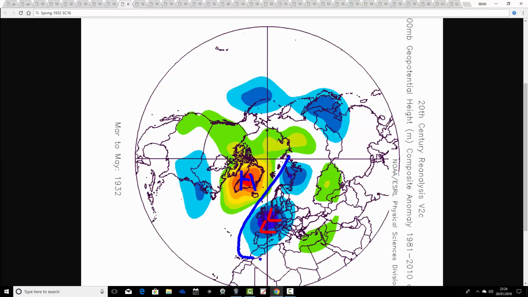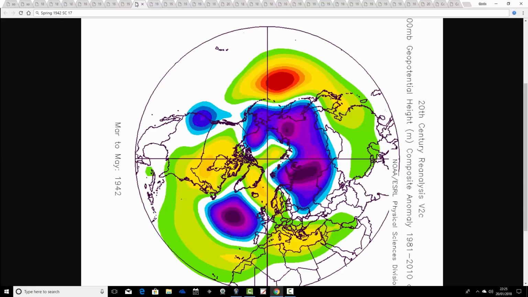And so therefore you expect this to be a very cool, maybe even cold spring. You expect quite a lot of northerly episodes, northerly outbreaks to be coming into this spring, and probably quite an unsettled spring as well. So the spring of 1932 looks like it should be cold and unsettled. Spring of 1942 is next.